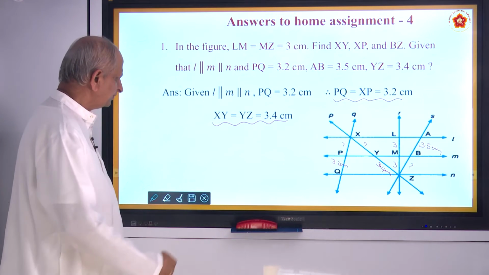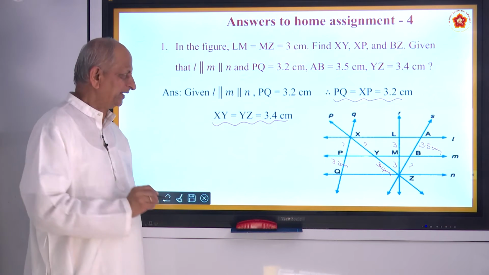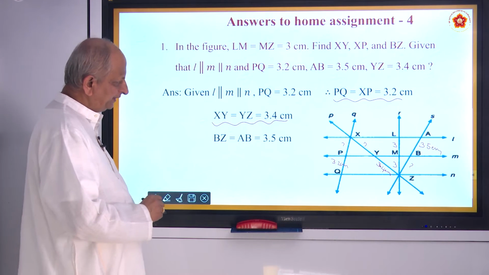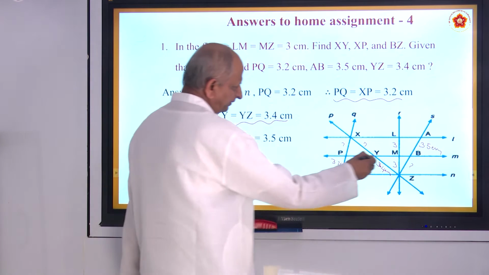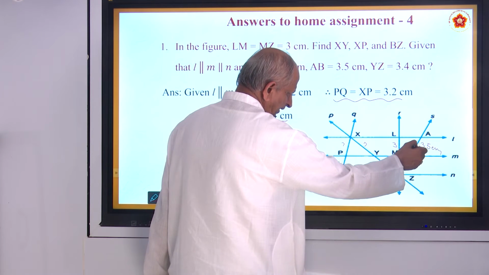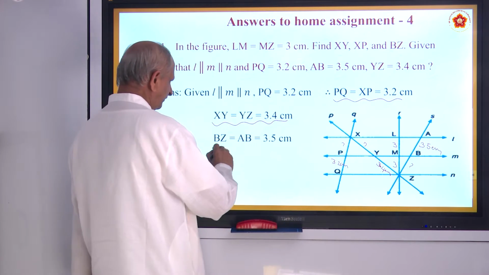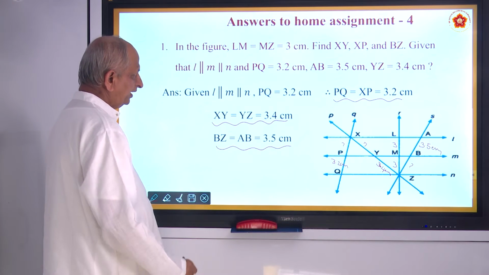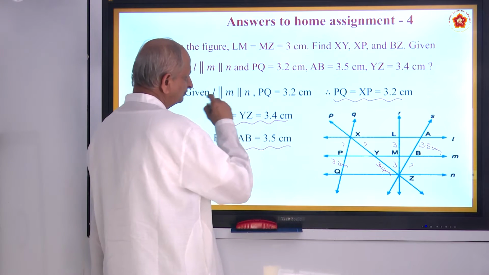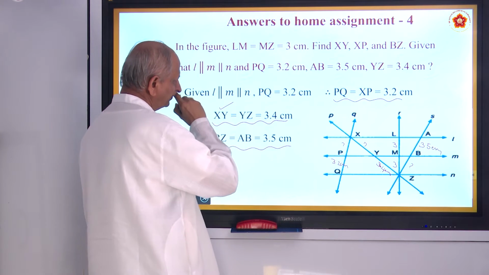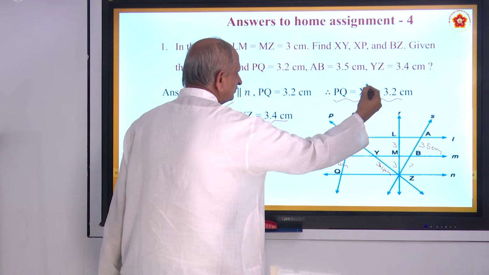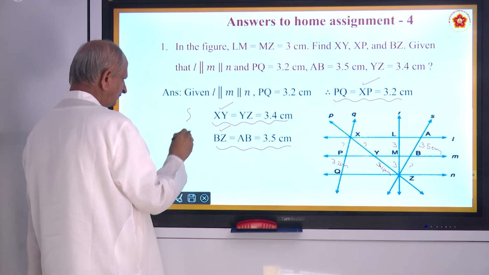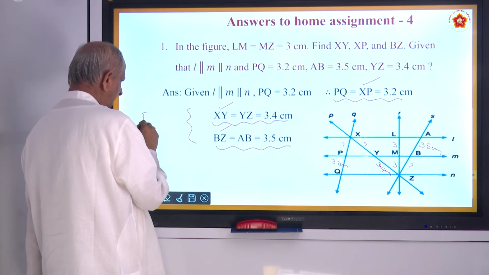How do you prove it? This is on the basis of intercept theorem. Lastly, BZ is equal to AB. AB is given as 3.5, so BZ also becomes 3.5. This is the answer for the third question. So you were asked to find out XY, then XP, then BZ. So this is the answer, and the reason is the intercept theorem.